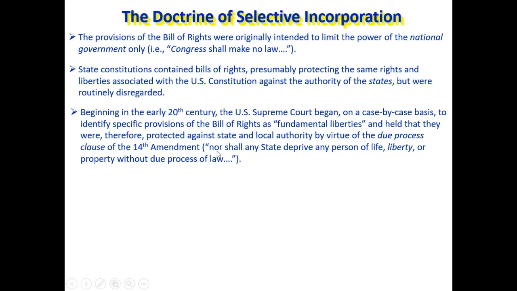For example, I'm not going to go back to the entire 14th Amendment, but you can see the relevant clause here. It's the one that says, nor shall any state, so that includes Texas, or Louisiana, or Idaho, or Maine, or Vermont, or any other state, nor shall any state deprive any person of liberty without due process of law. So the question then becomes, what does the concept of liberty include? Does it include the right of free speech?